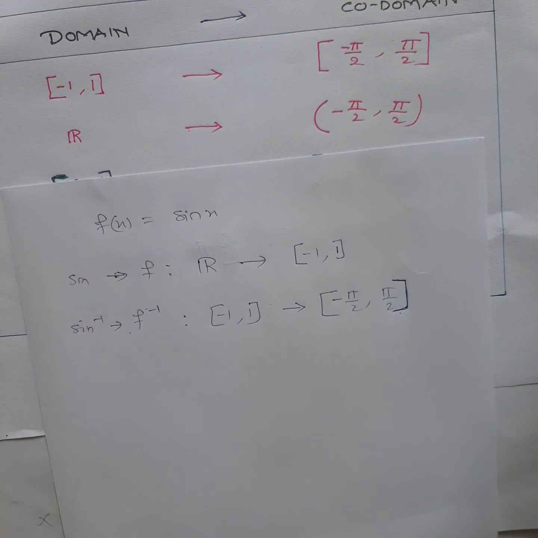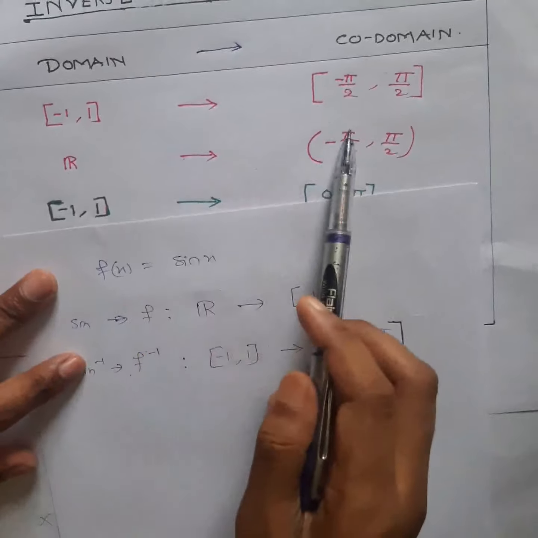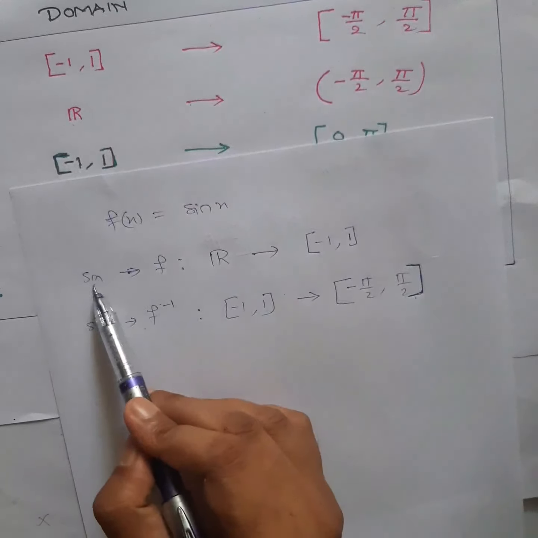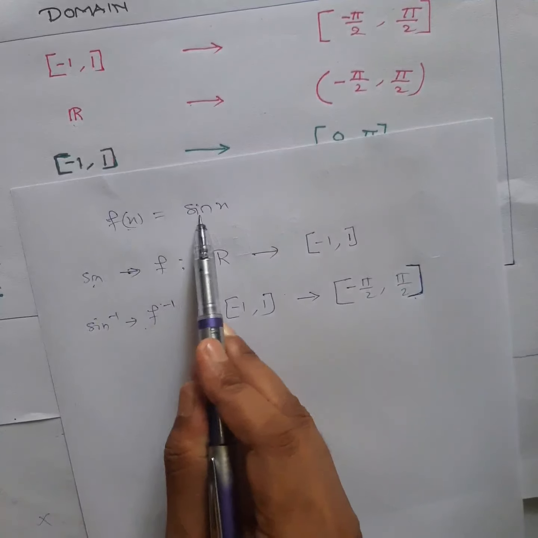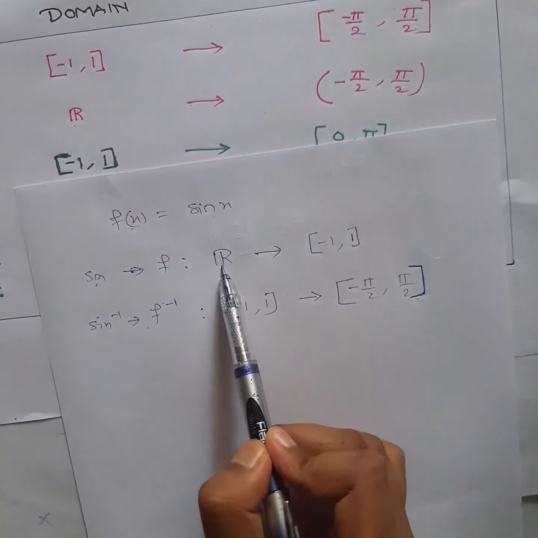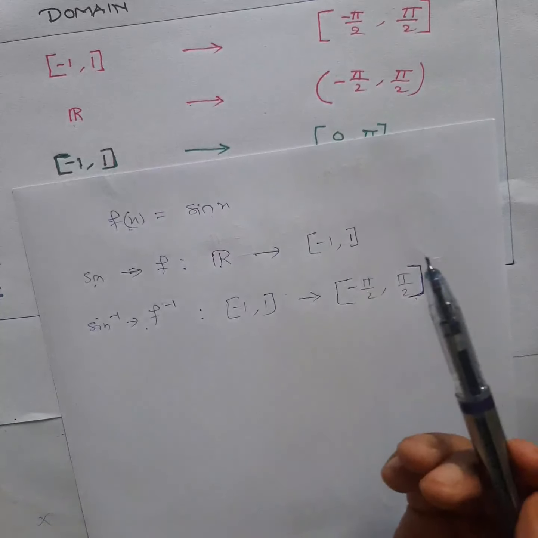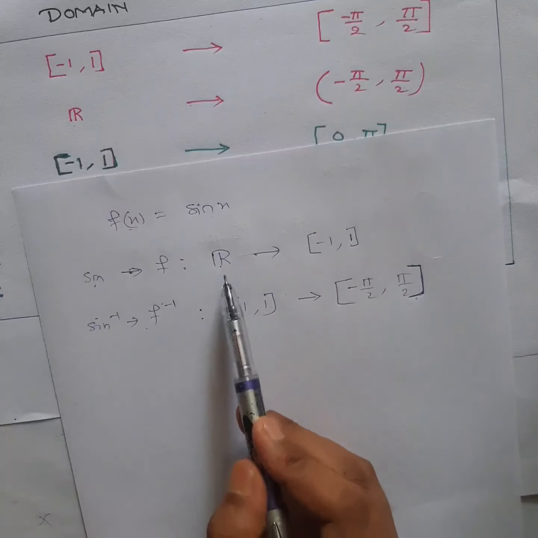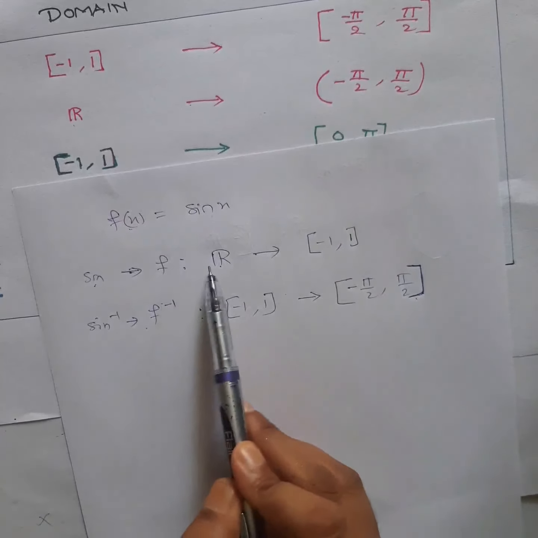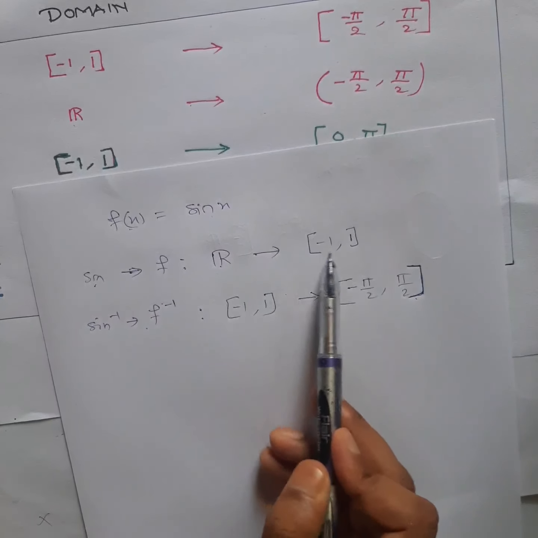Okay, students, before starting the exercise, let me try to recall what we have explained. When we define the sine function, suppose f(x) is equal to sin x, the normal trigonometric function, then its domain was the set of real numbers, and the range was this one. I've explained this in the previous video also, you can watch that one. So when your function is the sine function, the domain is the real numbers, and the range is this one.